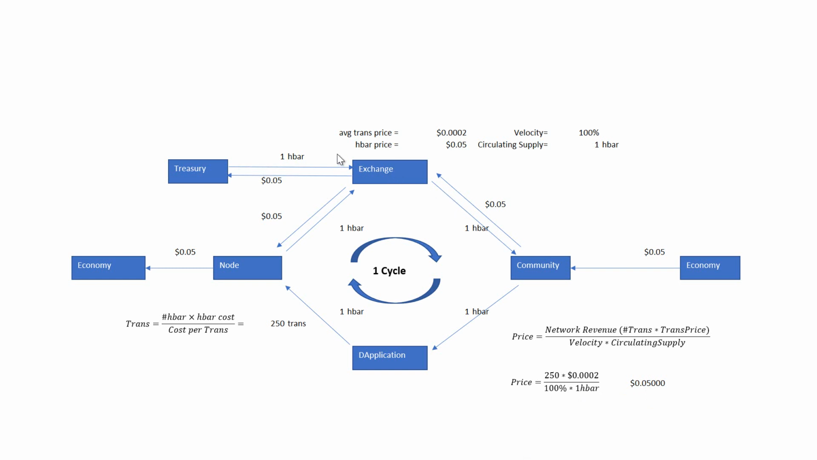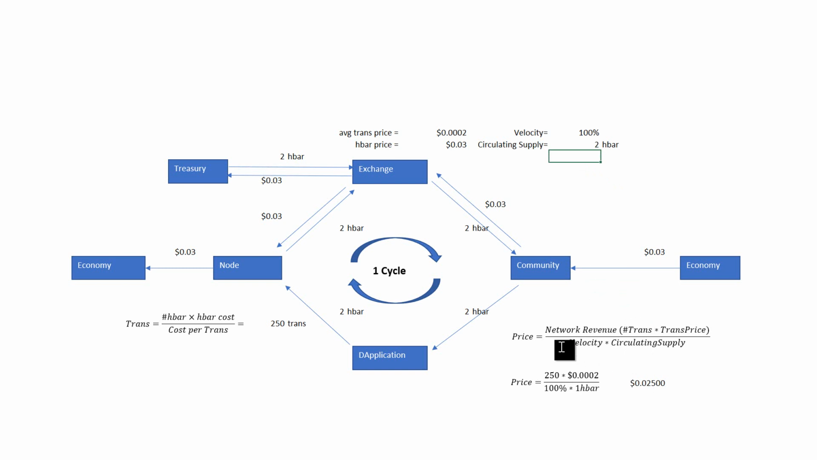Let's do an inflationary scenario. In this example, the circulating supply of hbar is doubled. You can see that the equations don't lie. If there is inflation, the price is going to come under pressure. With a doubling of the circulating supply, the price is dropped in half.